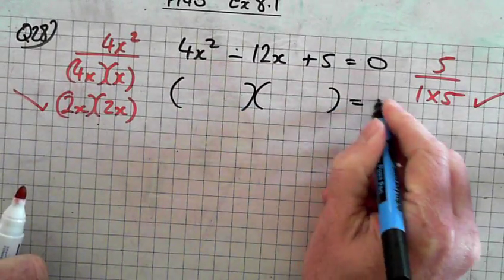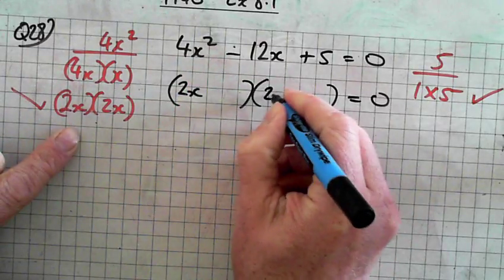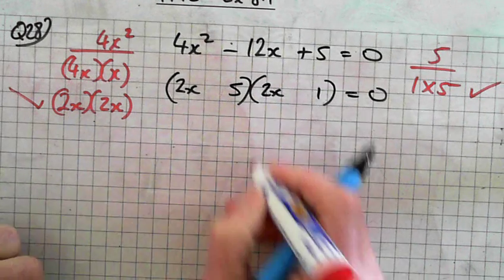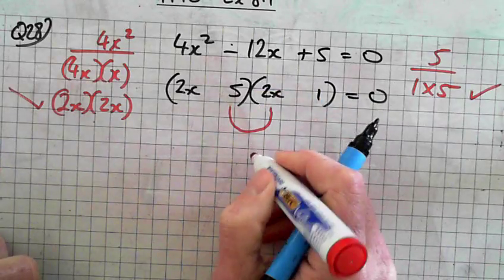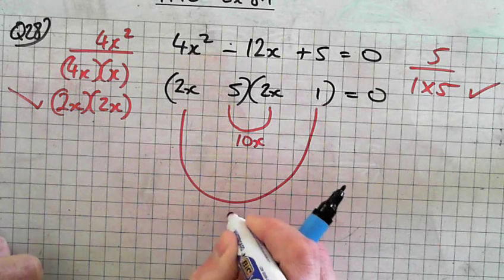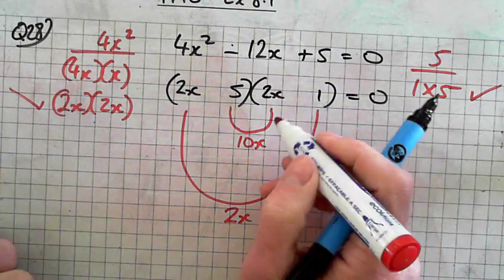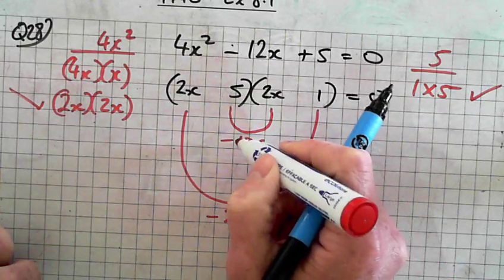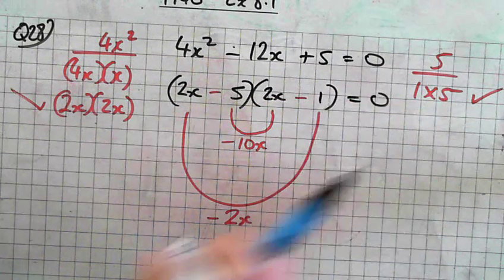Trial and error, so you have to do your 2 tests. So we'll put in 2x and 2x. We'll put in 5 and 1. And we'll do our test. It's all trial and error. 5 times 2x, that's 10x. 2x times 1 is 2x. How do we get minus 12? We need minus 10, minus 2. Top sign minus goes left. The bottom sign goes right.